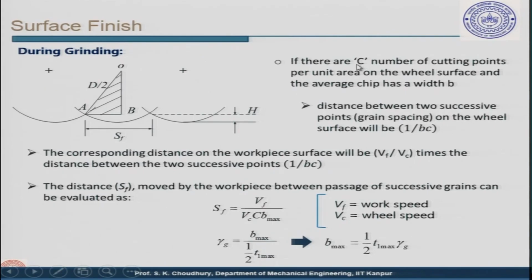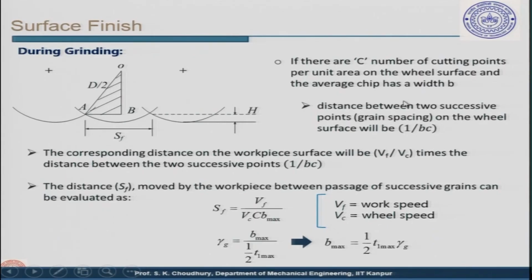So, C is the number of cutting points per unit area on the wheel surface, and the average chip has a width B. Okay, let us say average chip width is B. So, the distance between two successive points, that is the grain spacing. By two successive points we mean one point here on the grinding wheel and another point on the grinding wheel. This will be 1 by BC.